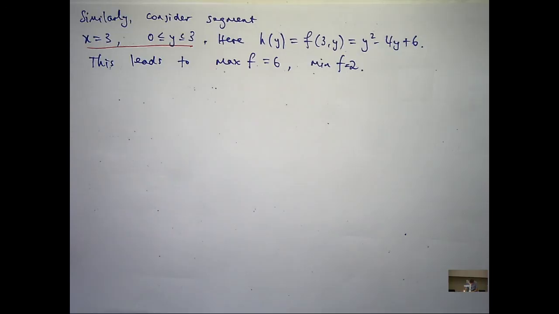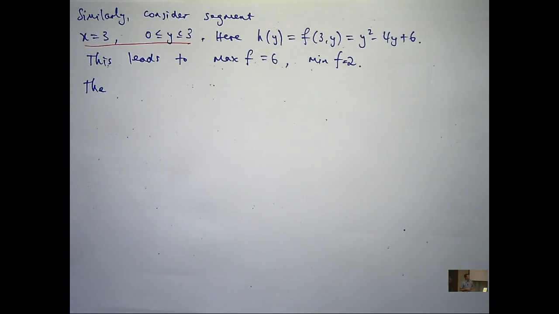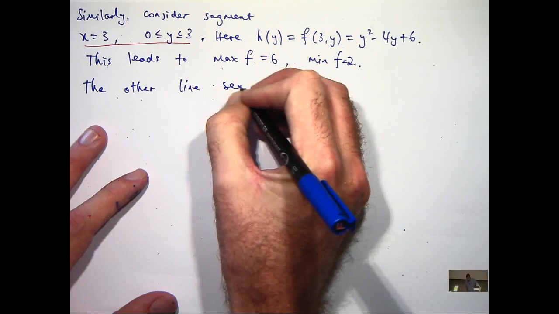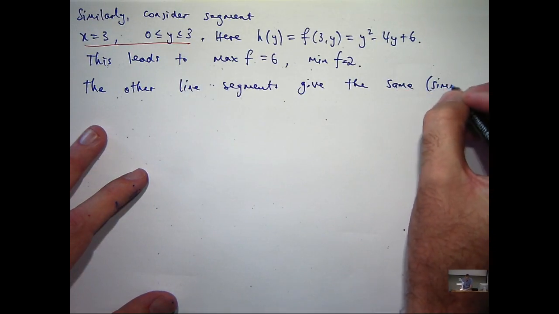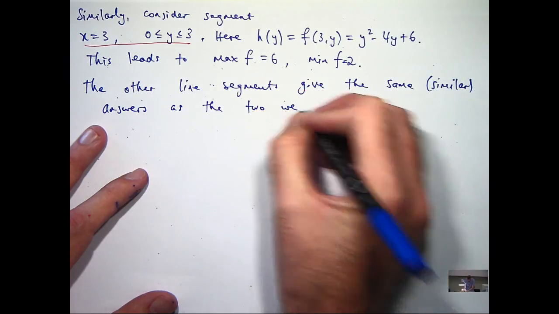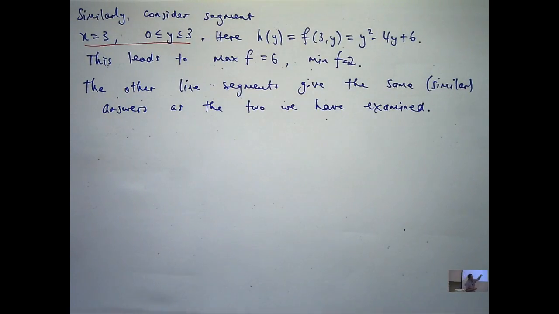Okay, so now you've got to compare those with what you've got over here. So it's all a whole big comparison now. The other cases, I'm pleased to announce, will give you very simple, well, actually identical answers to the ones I've just computed. It's because of the structure of f and the sides being very similar to the first 2 cases. So the other line segments give the same or similar answers as the 2 we've dealt with. So go through and check those.